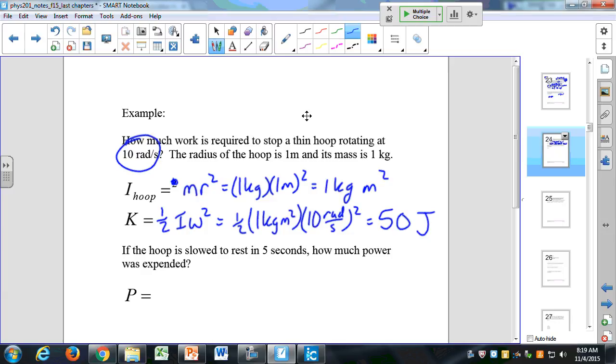So it requires 50 joules of energy to stop it. And then if I wanted to stop it in 5 seconds, I can also calculate the power that's expended. How is power related to work? Right, it's by the time. So the power is just work or energy per time. So my power is work or energy over time. It's going to be 50 joules over 5 seconds, which is 10 joules per second, or 10 watts.